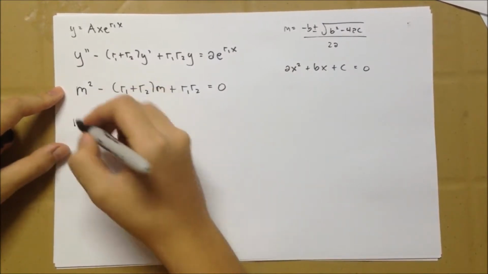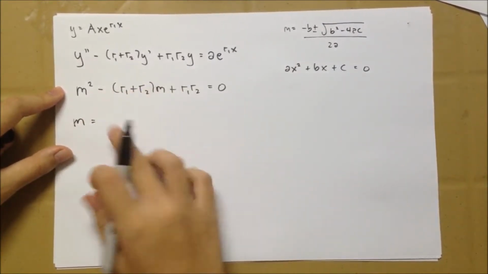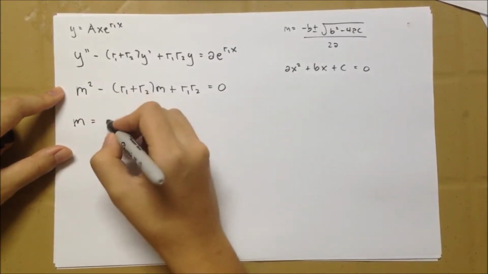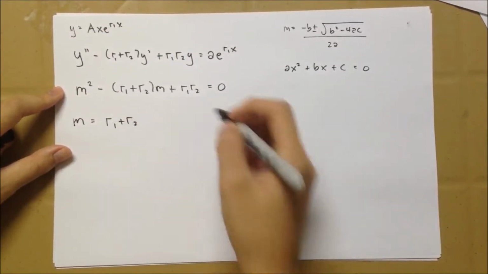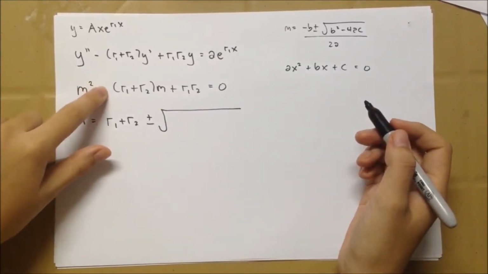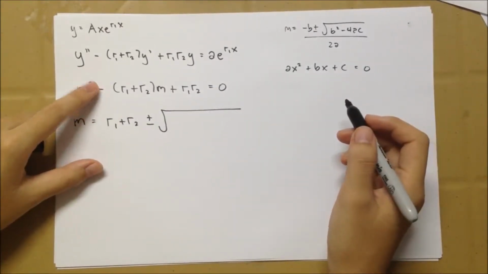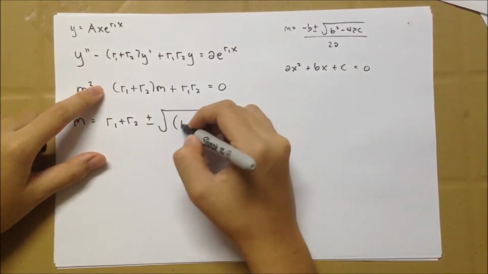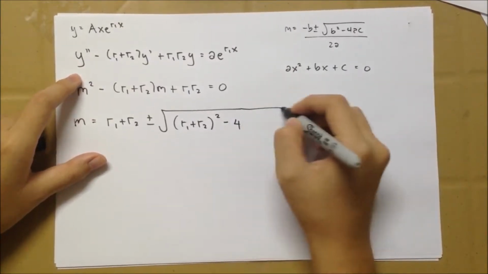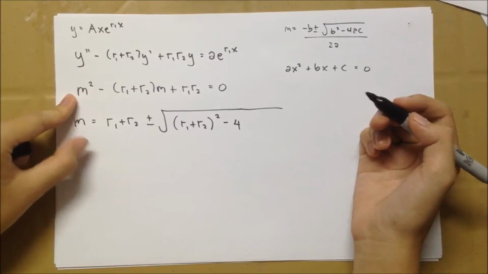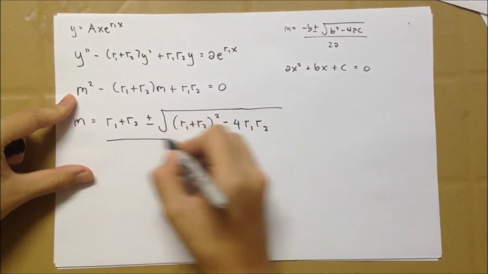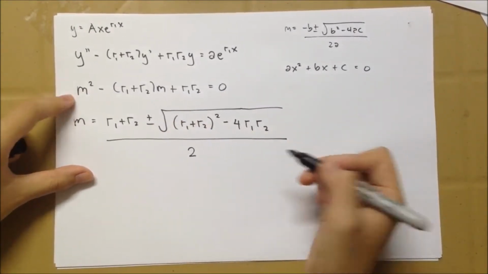So for this case, m is equal to the negative of b. Our negative b is negative of negative (r1 plus r2), so negative times negative is positive. So I have r1 plus r2 plus or minus the square root of b squared. I am no longer going to write the negative here, since squared it will just be positive. So I have (r1 plus r2) squared minus 4 times a, which is just 1, times c, which is r1 r2, so 4 r1 r2, over 2 times a, which is just 1, so 2.